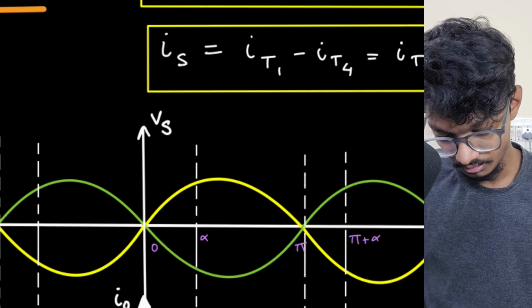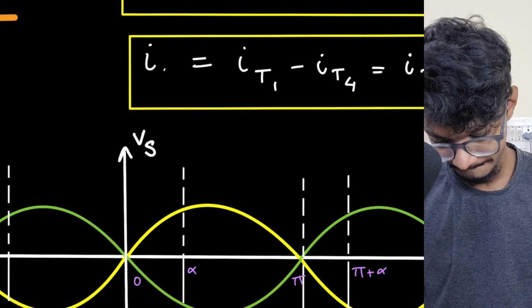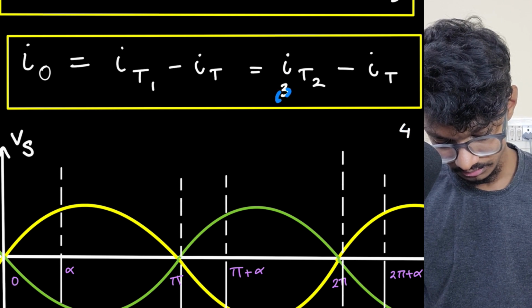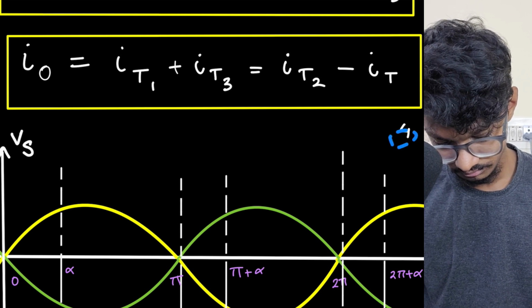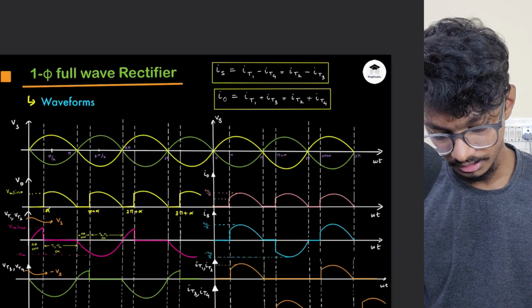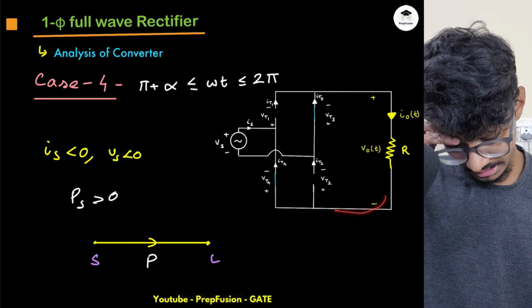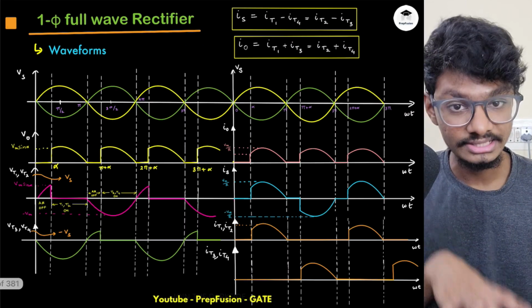IO is IT1 plus IT3. So IT3 will come across here. And it will be IT2 plus IT4. So if you observe here, it is IT2 plus IT4. So IO is this as well. So things are different here.